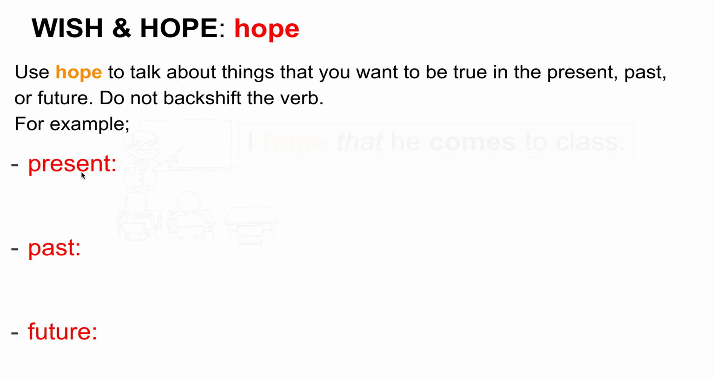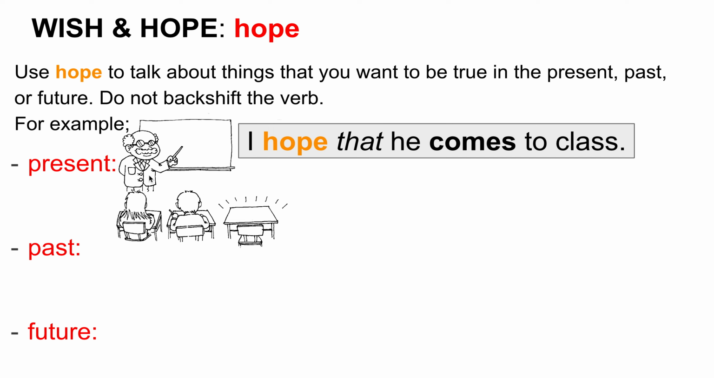For example, in the present, here's the teacher. A student is missing. Okay? And what does he do? In the present, he hopes. I hope that he comes to class. Okay?